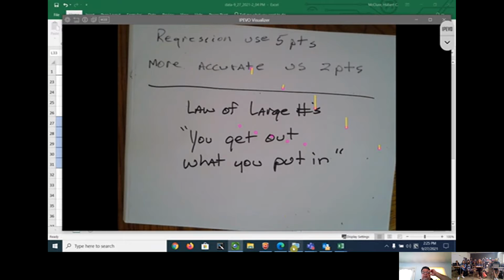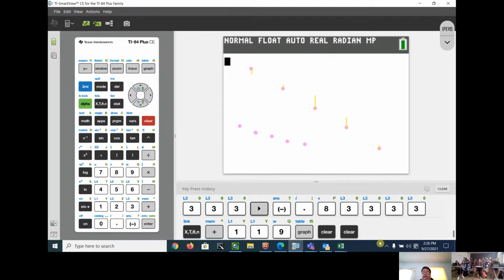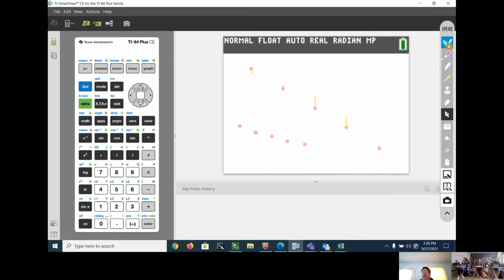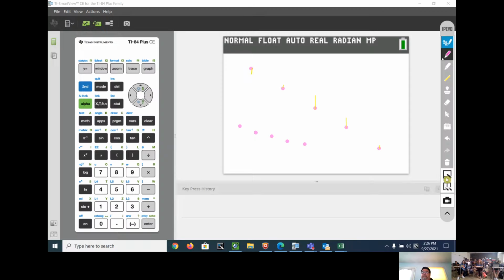I'm going to do it on the TI now. Now that we got those points in, I'm going to do a line of regression. I'm going to erase this. So I'm going to clear this and clear this and clear all these drawings. Oh, man, no, I'm not. I'm about ready to quit. All right. There we go.